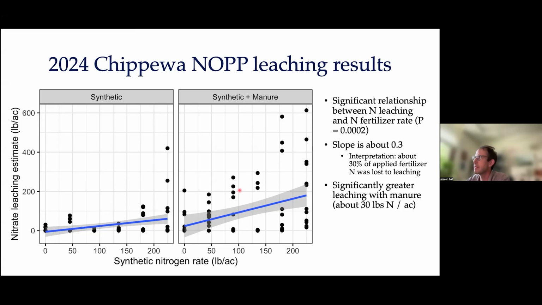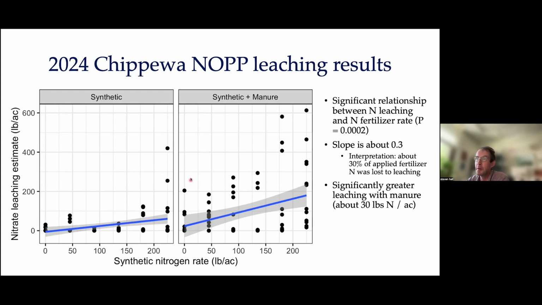So this turns out to be statistically significant. We're still playing around with different kinds of models. I think the slope is sort of interesting. If you look at both of these experiments, on average, the slope is about 0.3 when we look at the relationship between N rate and nitrate leaching. So what does this mean? On average, it suggests that about 30% of this applied N is lost to leaching when we look at the experiment as a whole. And that's approximately about right when we look at other kinds of studies.